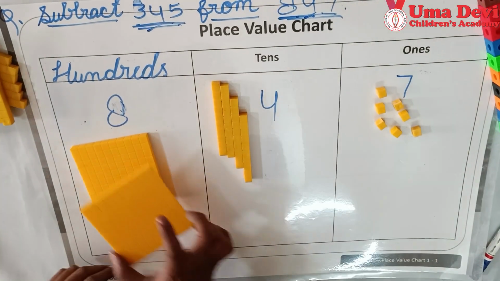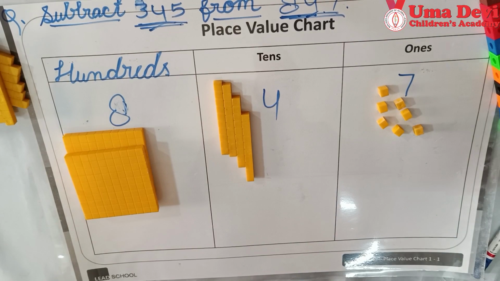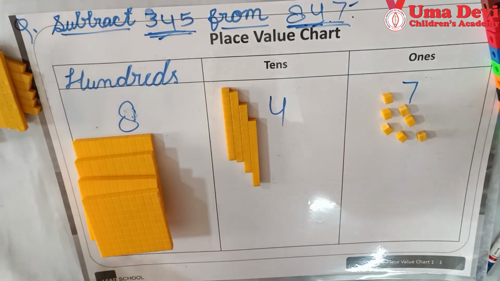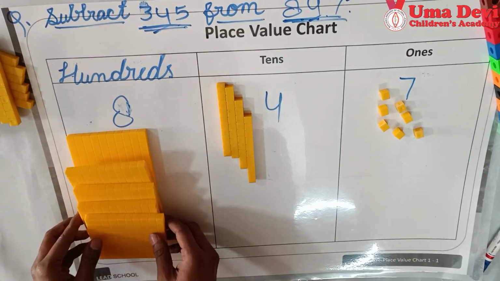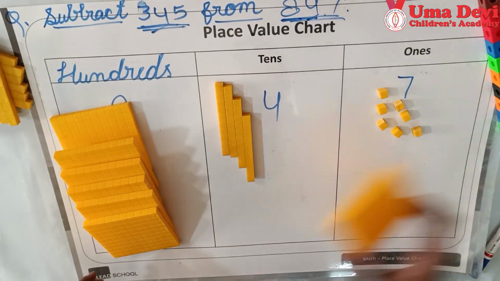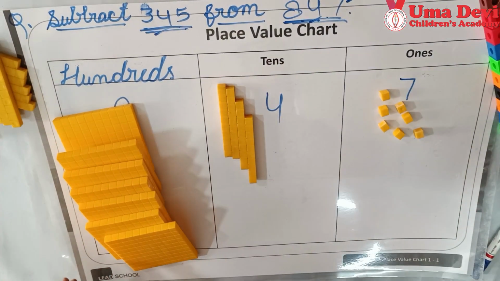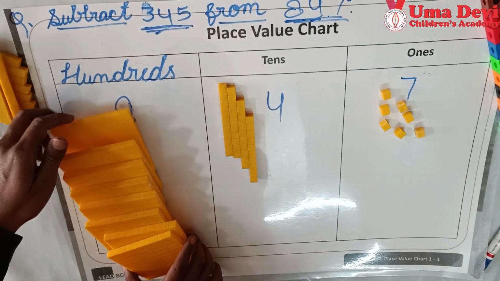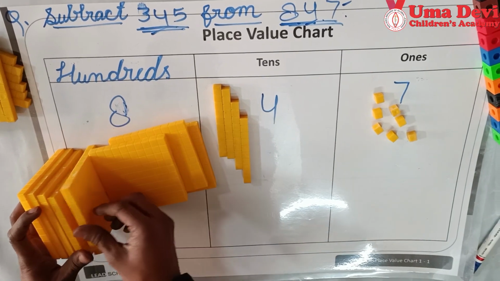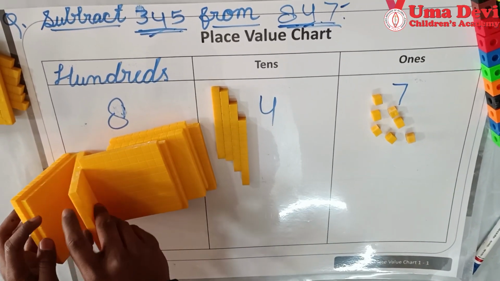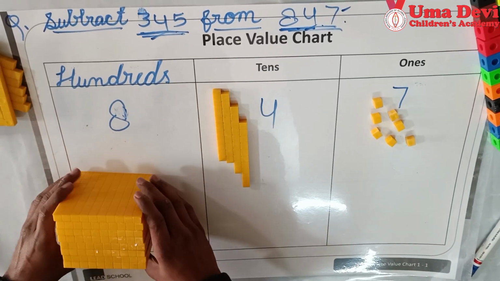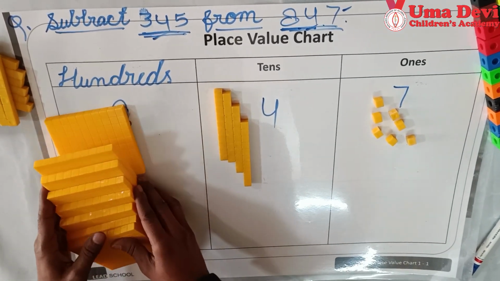100, 200, 300, 400, 500, 600, 700, 800. How many? 8 blocks are there. 1, 2, 3, 4, 5, 6, 7, 8. Right? 8 blocks are there. I have placed 8 blocks.